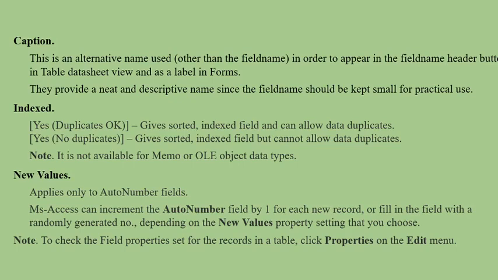Then we have indexed. It can be yes, duplicates okay, or yes, no duplicates. Yes, duplicates okay will arrange your work in a sorted manner, but it will allow duplicates. But yes, no duplicates will arrange your work in a sorted manner, but no duplicates will be allowed.